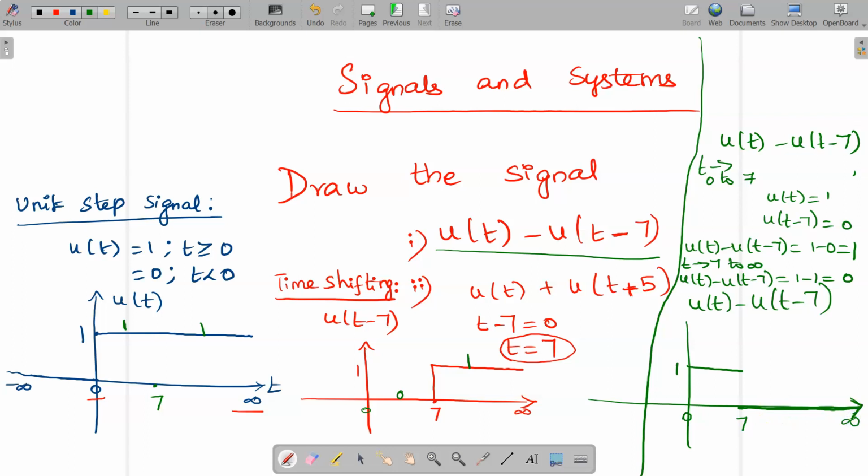Since it is a continuous time signal, just connect these 2 points. That's all. So this is my diagram for u of t minus u of t minus 7. The value is 1, which exists from 0 to 7. So using this logic, we can draw the diagram for u of t plus u of t plus 5.